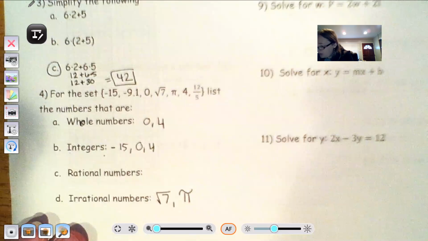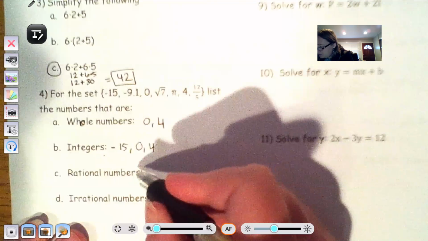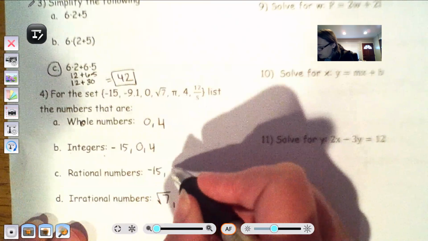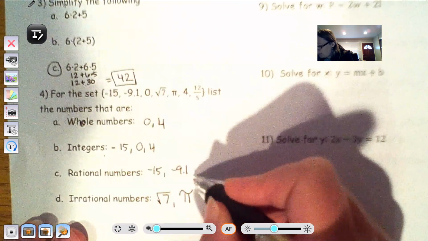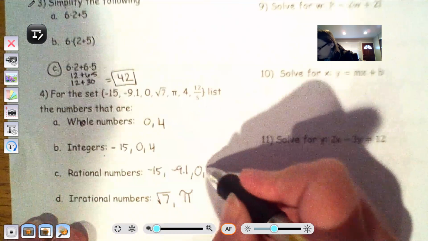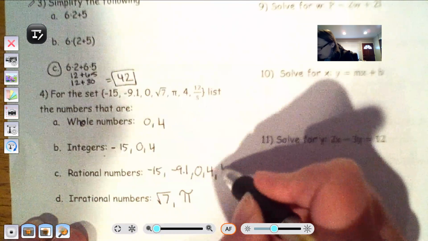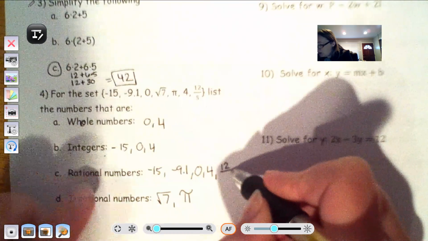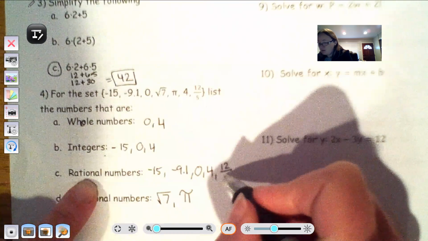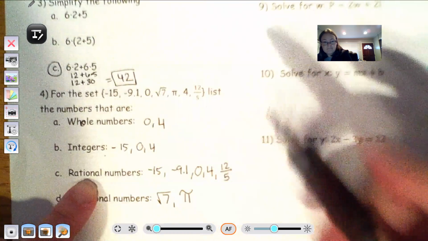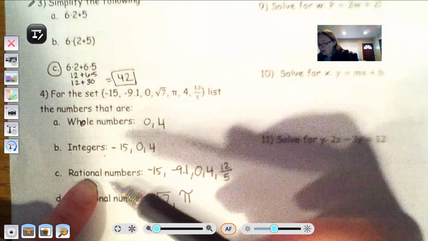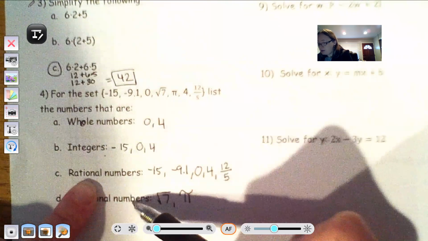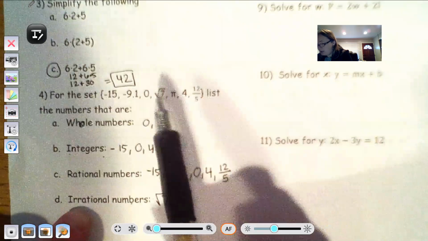Rational, anything that can be written as a fraction. So that's decimals that terminate or repeat. Did you say rational numbers? Yeah, rationals are decimals that terminate or repeat, or fractions. And again, it's the opposite of the irrational. So everything else besides these two, I'm going to put down here.